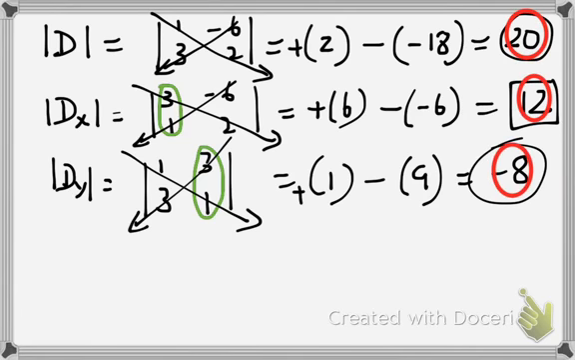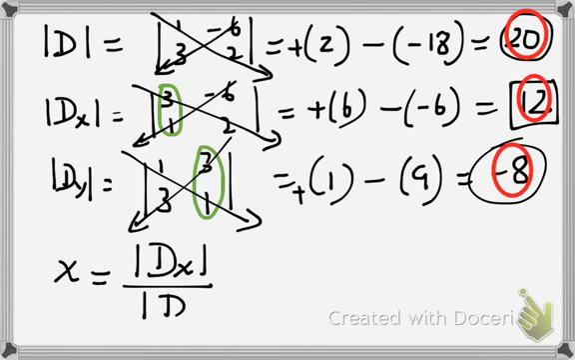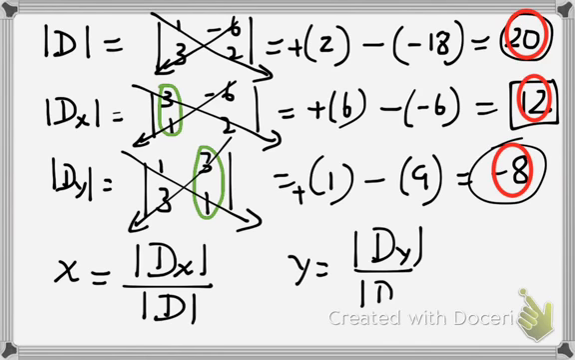Okay, the punchline of this story. What's Cramer's rule all about? You may have already figured it out. X is equal to determinant D sub x all over determinant D. And what is y? Determinant D sub y all over determinant D. You have the numbers, plug it in, give me the answer. That's it. How nice.